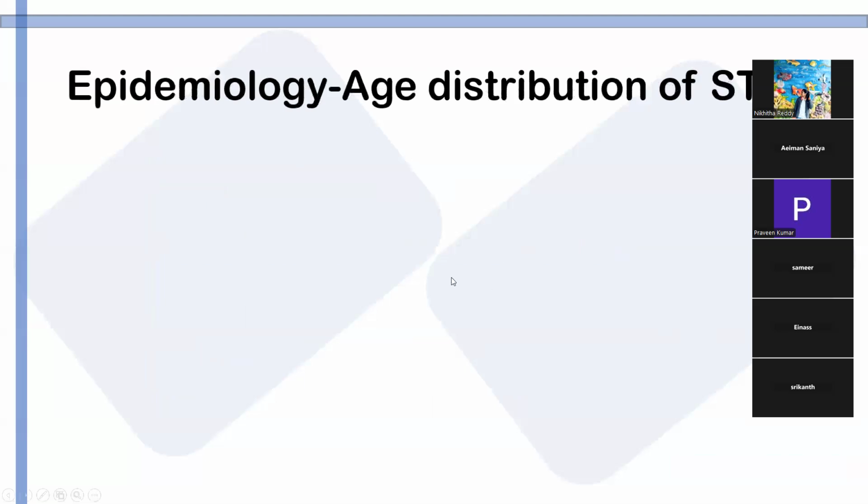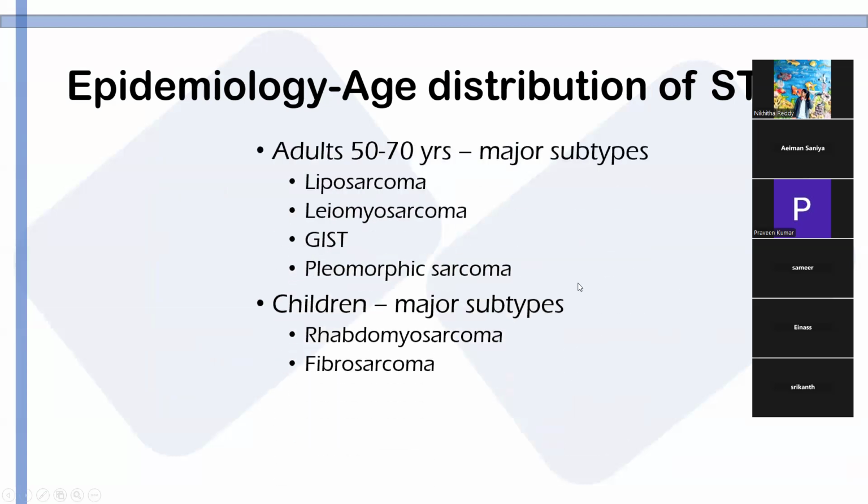Okay. So just to know a little bit about epidemiology, I think it's nice to know about age distribution. I'll probably not ask you this and put it up myself. In adults, it's usually between 50 and 70 years. We talked about many types of sarcomas. The adult varieties are liposarcoma, leiomyosarcoma, GIST, and pleomorphic sarcoma.